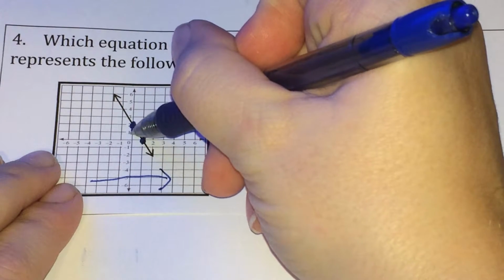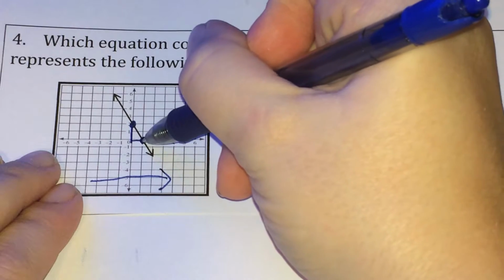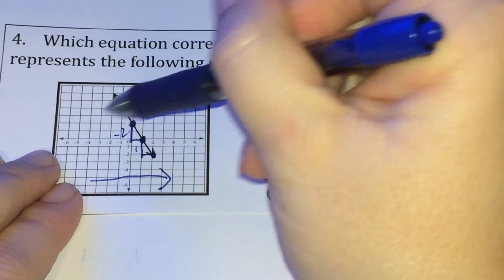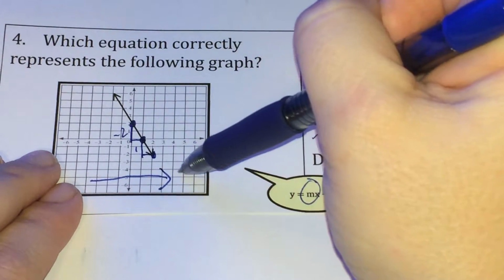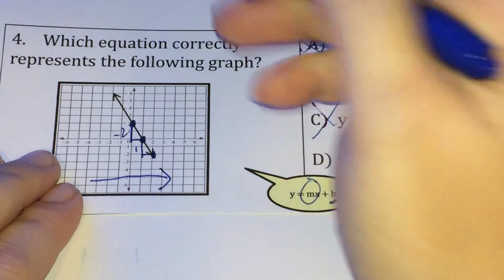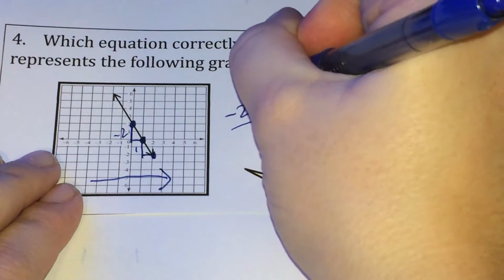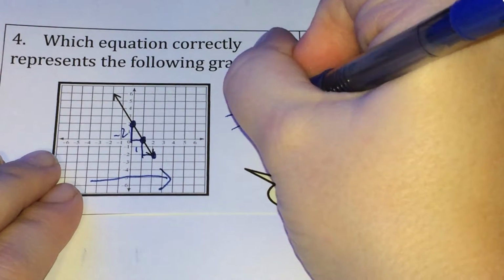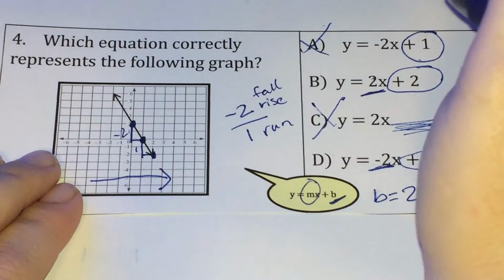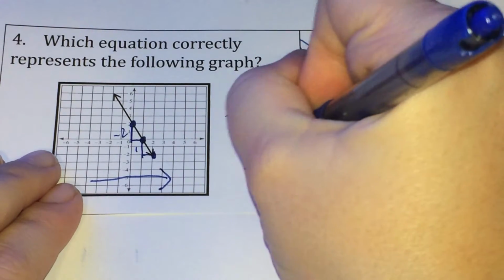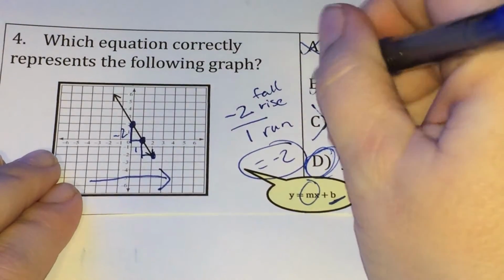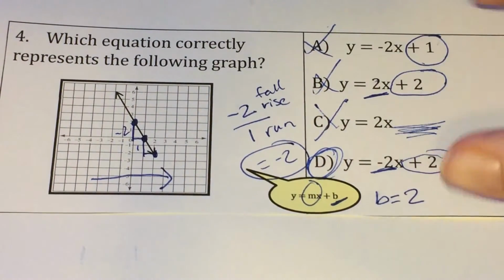Here we see that we're actually going to fall 2 and run 1. So this is a negative 2 over 1. You'll notice this graph, as you go left to right, it's going downhill. So this has a negative slope. It's negative 2 rise, or we could call it a fall, over a 1 run. Negative 2 over 1 is our slope, which can also be written as negative 2, which is D. It's got a negative slope because it's going downhill.